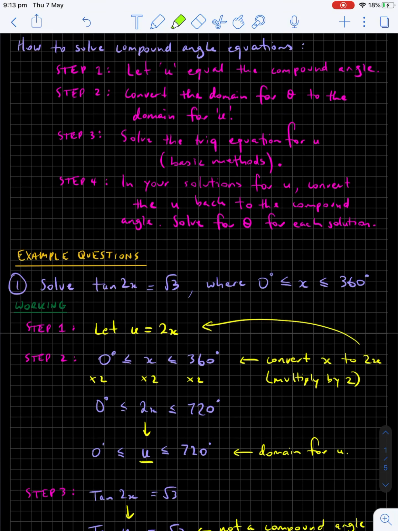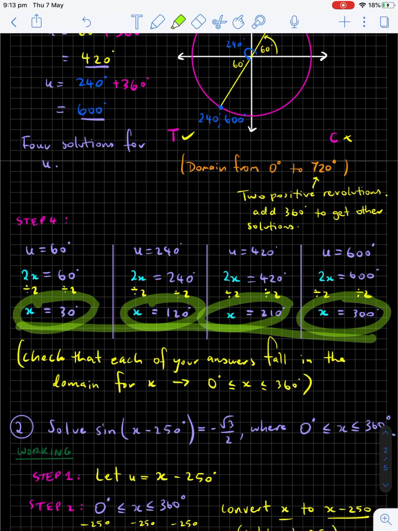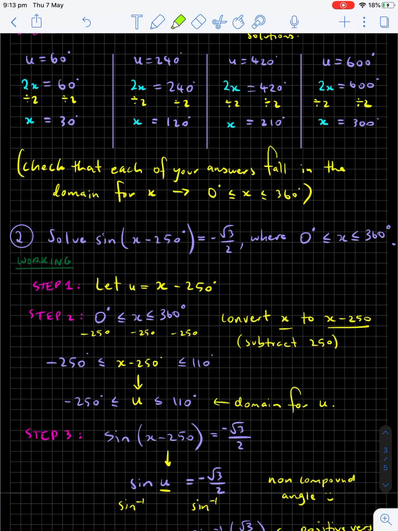Remember that x is between 0 and 360, and all these values are between 0 and 360. So it's a way of checking that something's going right. Okay, done. So you would need all 4 answers to get full marks for this sort of question.